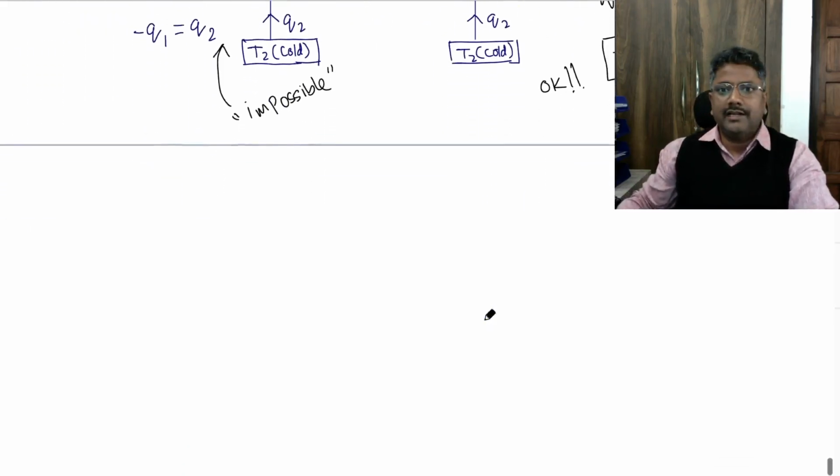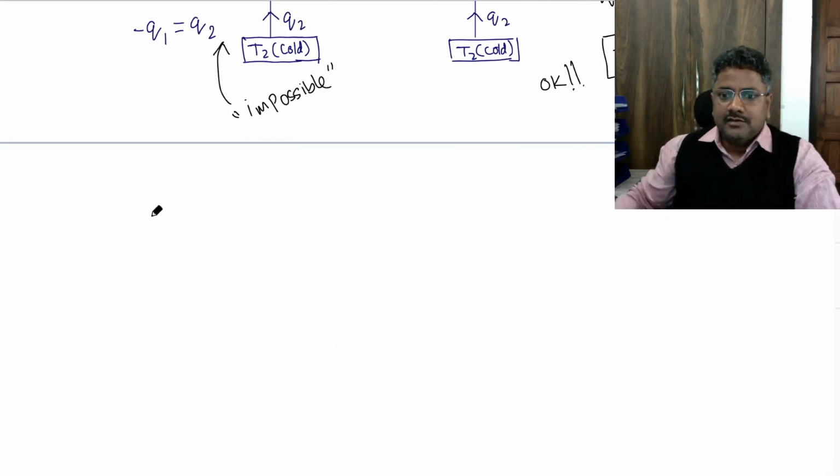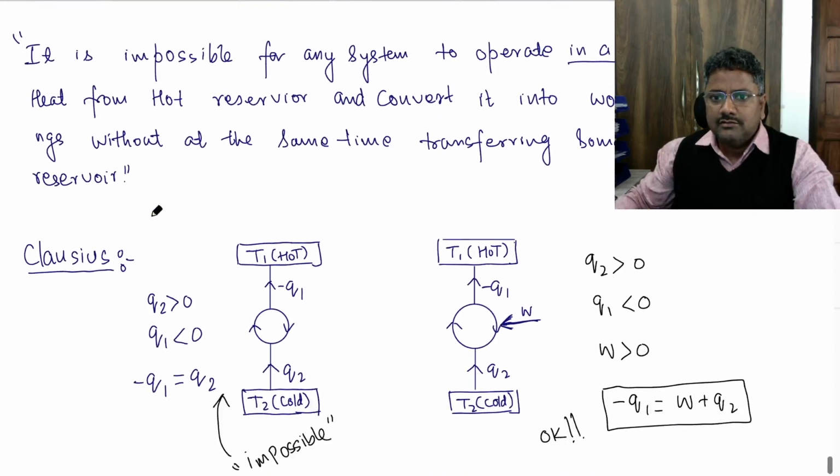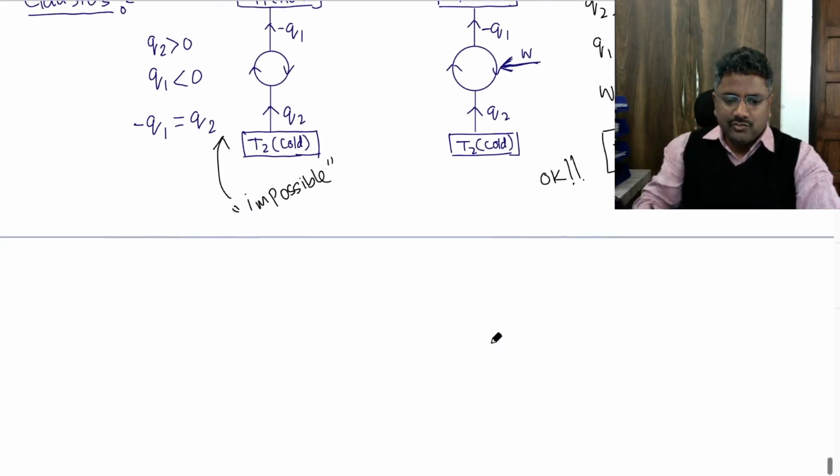So we can write the Clausius statement. Everybody has noted down this. Okay. So this is the concept of the refrigerator, and this type of system is impossible, right? So the Clausius statement, same.